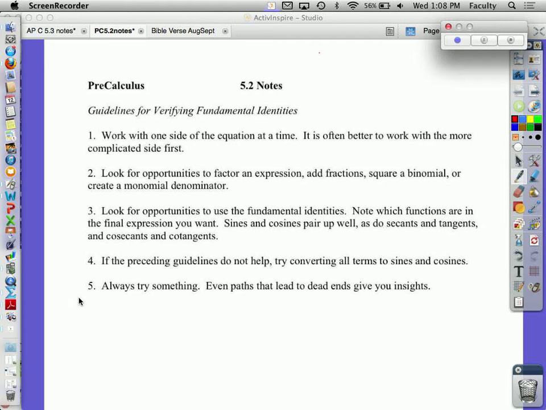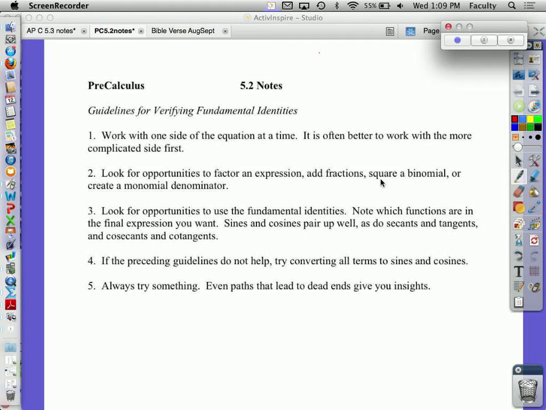2, look for opportunities to factor an expression, add fractions. The one we haven't looked at yet is square a binomial. We'll get to that one eventually. Or create a monomial denominator. That means one term in the denominator.